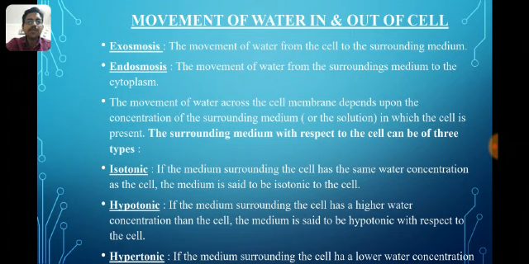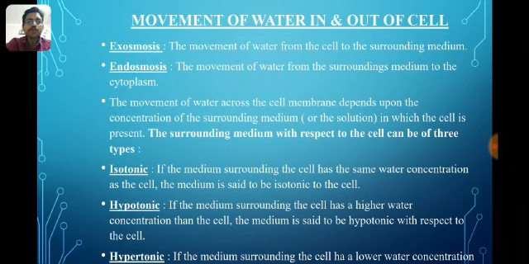Another type of solution is hypotonic. Hypo means less, tonic means concentration. This is the solution that has less concentration, meaning more water. If the medium surrounding the cell has higher water concentration than the cell, that is the dilute solution, the medium is said to be hypotonic. If the cell is placed in such a hypotonic solution, then the water will move inside the cell by the process of endoosmosis and the cell will swell up.